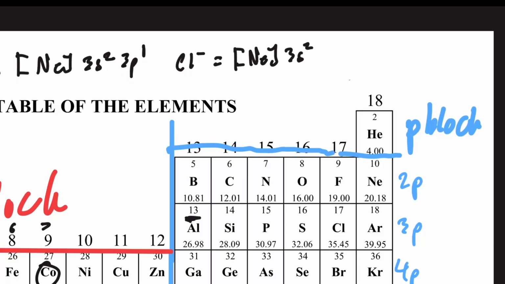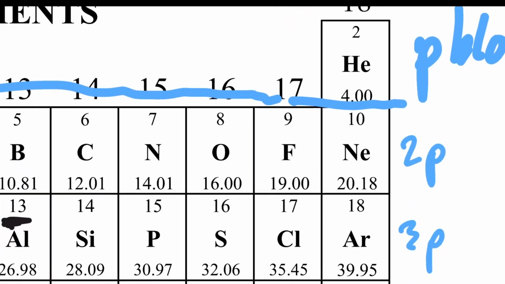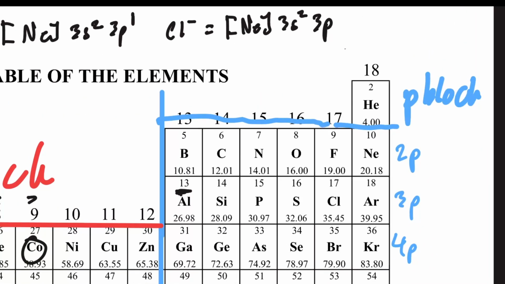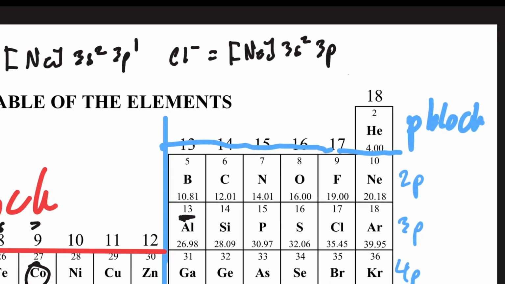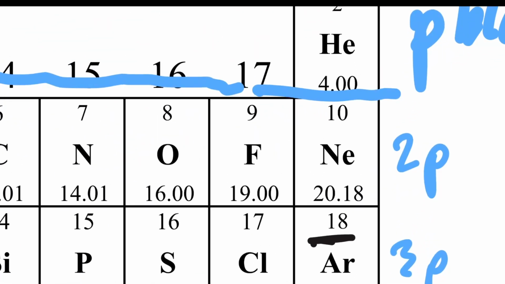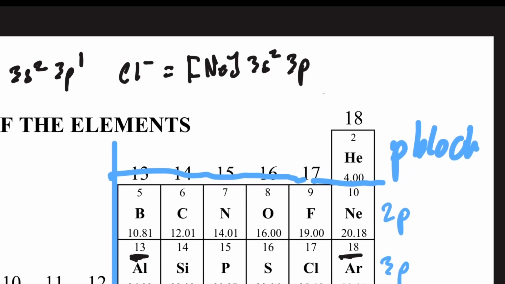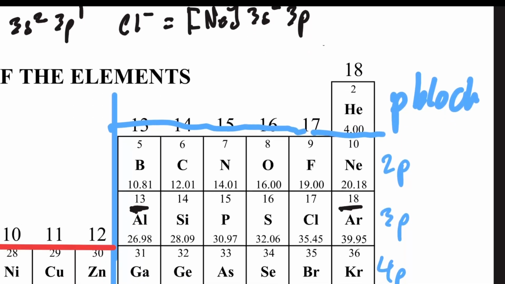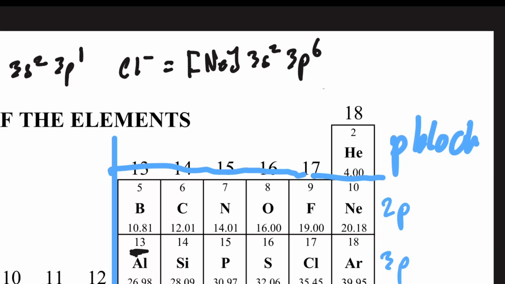3p, and then we check, right? Normally it has 17, but because it's Cl minus, it gained 1 electron. So because it gained 1 electron, it will be 18. So instead of it being 3p5, it will be 3p6. And this makes it stable because its electrons are full.